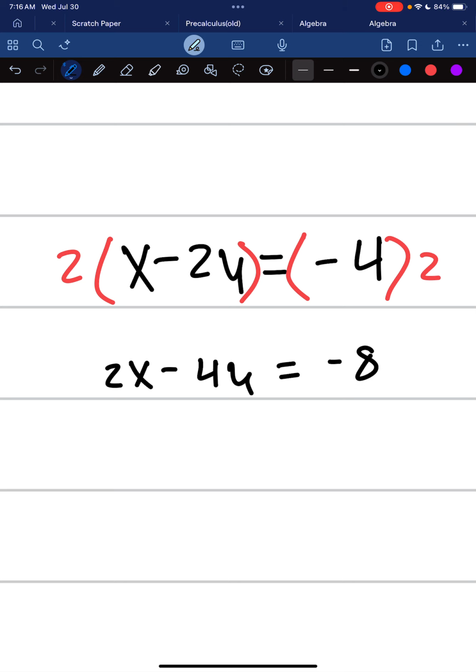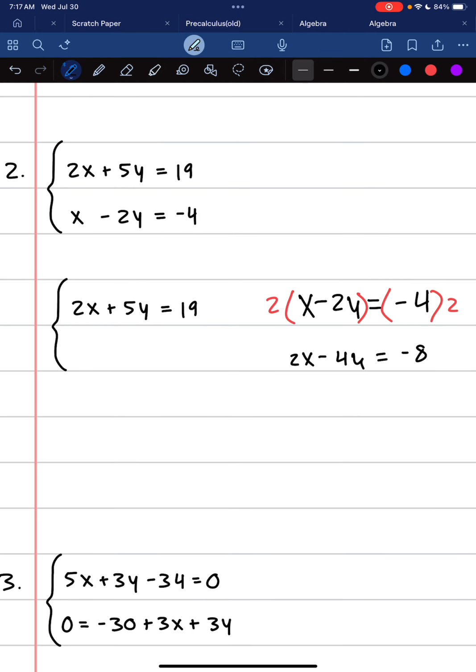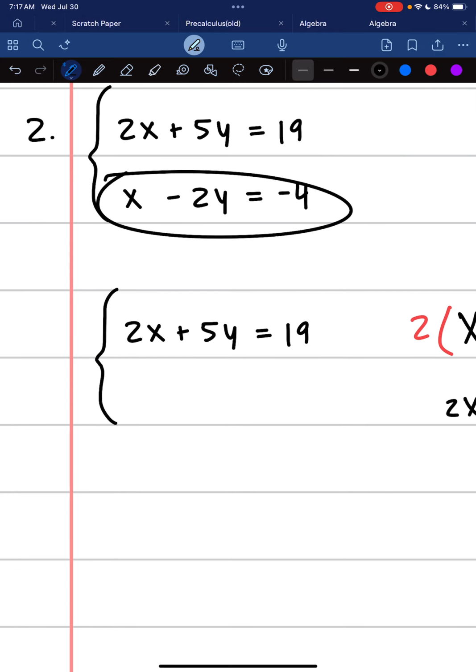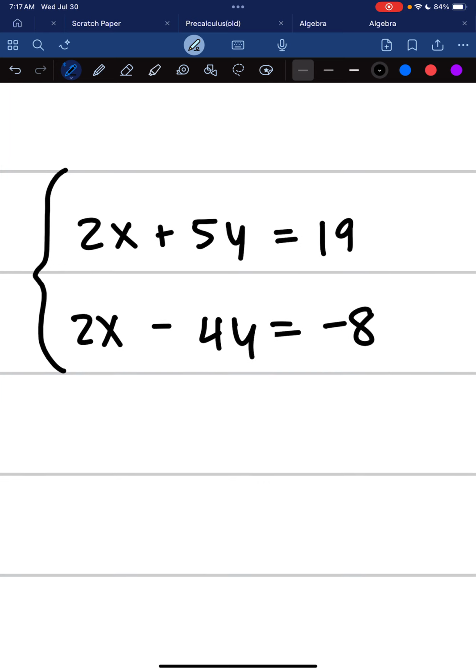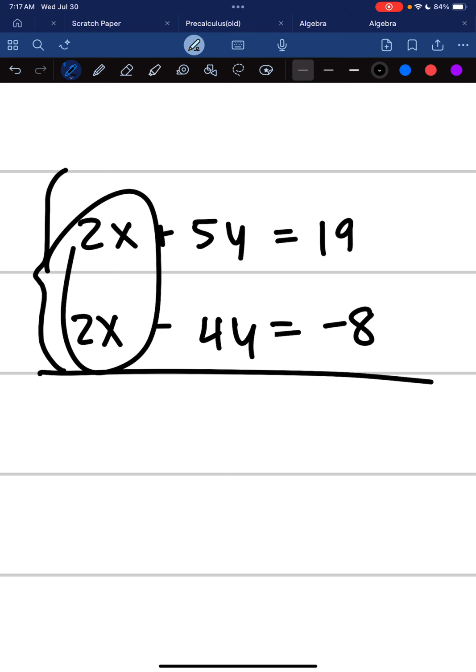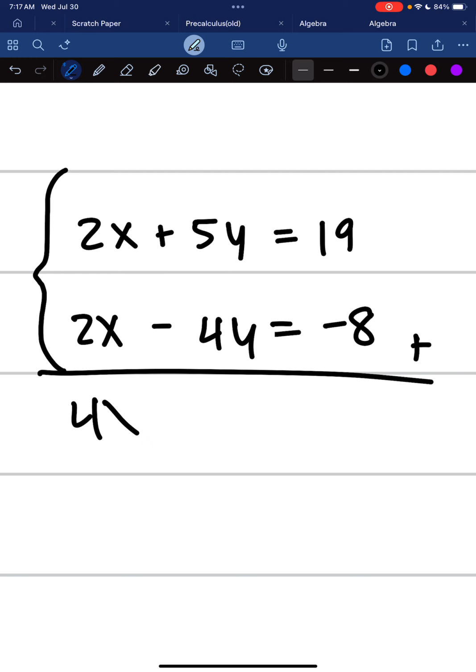And again, this equation is equivalent to the first one, because we just multiplied both sides by the same number, they're still equivalent equations. So what we can do now is replace the second equation with 2x minus 4y equals negative 8. And notice that now the x's have the same coefficient, which means I'm not going to add them, because if I added them, it would be like 4x plus y equals 11, so that doesn't really get us anywhere.